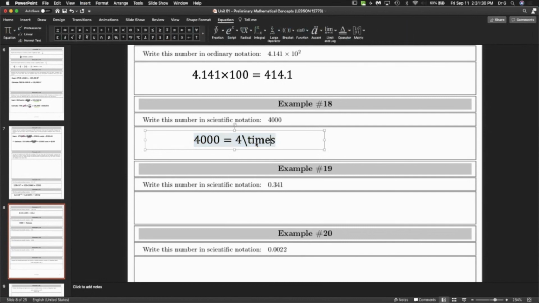First, you've got to nail what the first digit is. Now, 4 times what is 4,000? 4 times 1,000, right? And then make it a power of 10, and you get Victor and Ravindra's answer. So that's 4 times 10 to the 3.